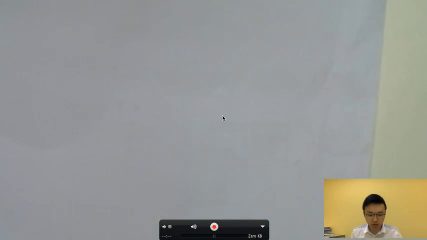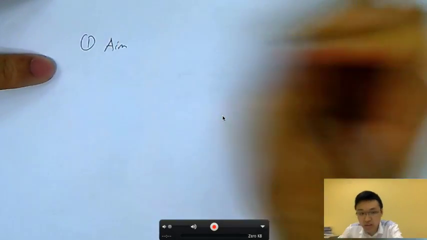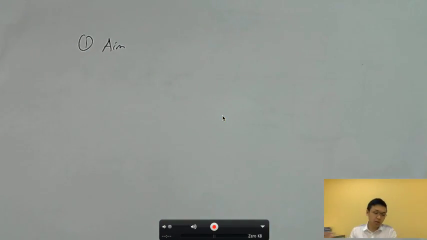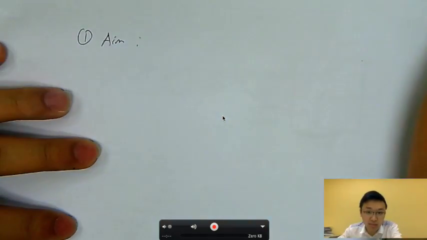For your design IA, there are a few components here. The first step you start with is the aim, the aim of the experiment. As I mentioned just now, I'm going to give you a concrete example. The example here is very easy. It's what one of our team members did when he was in IB, and got a level 7.